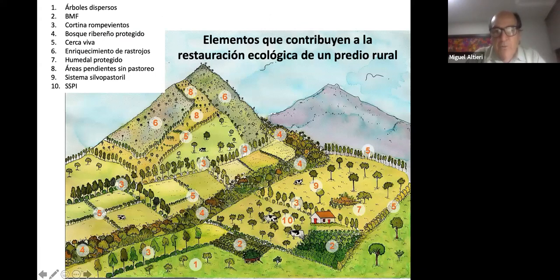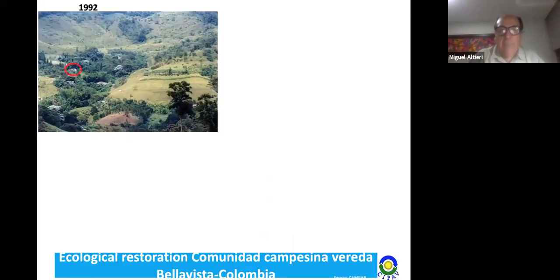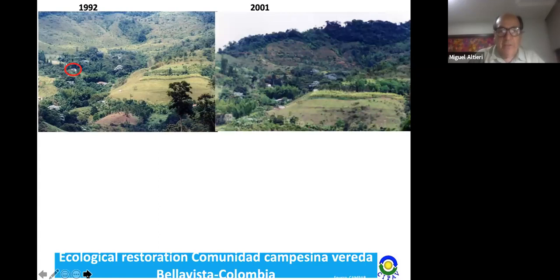Number 5 would be hedgerows that you provide within the landscape, and so on and so on. There are many, many efforts going on in Latin America about restoration of the landscapes before you start farming. For example, here in Colombia, you can see that Colombia has 3 mountain chains. And in this area here, there is a micro watershed of a community that didn't have any water at the beginning. The reason is that the watershed was totally deforested.